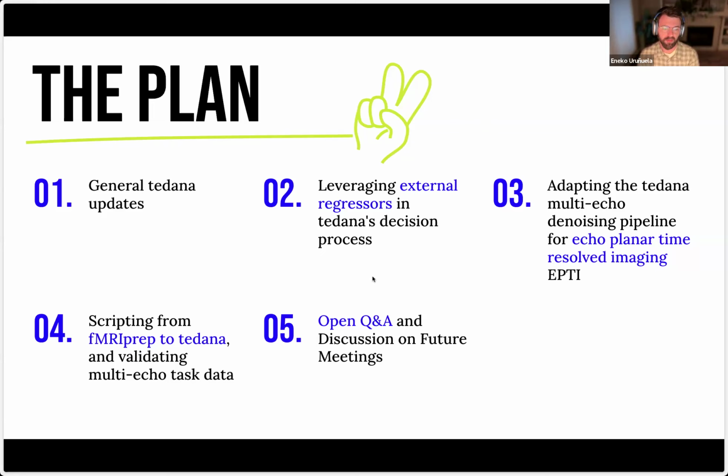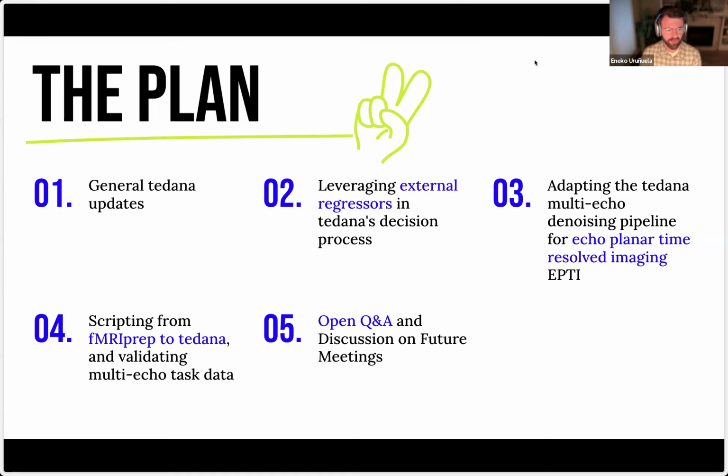The first one will be about how you can use external regressors to help with the classification that tedana does. Then we will have another one on multi-echo denoising for EPTI. And finally, we'll have a talk on how to use fMRIPrep in combination with tedana. And at the end, we'll have an open Q&A session discussion, so you can think about what you want to ask us.